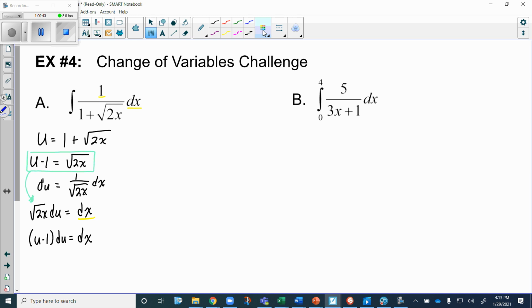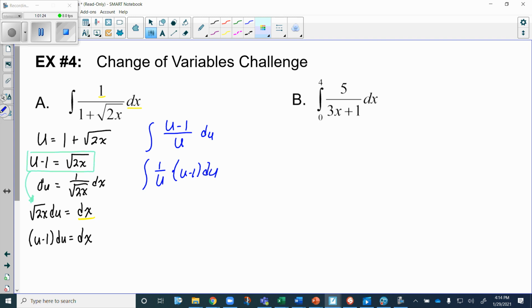So with my indefinite integral, for dx we have (u minus 1) over u du. And that's how we're going to simplify this particular one. If you prefer, you can say 1 over u times u minus 1 du, to see how we're going to take that.